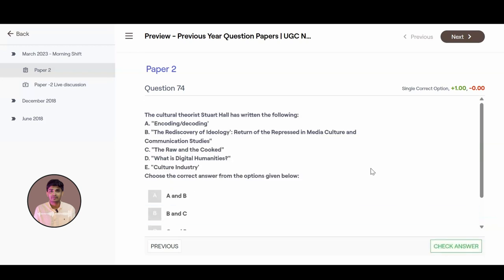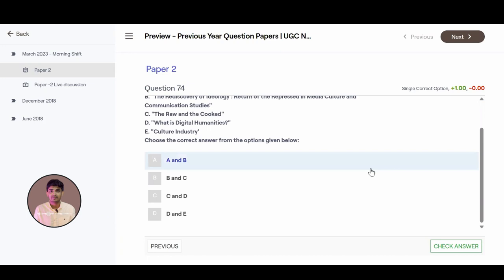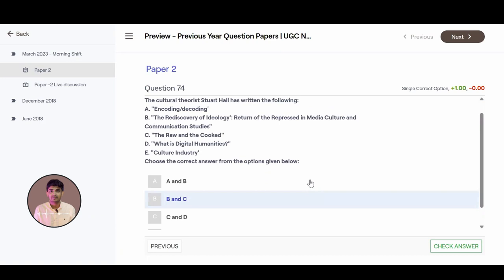74th question. The cultural theorist Stuart Hall has written which among the following? Encoding, Decoding; The Rediscovery of Ideology: Return of the Repressed in Media, Culture and Communication Studies; The Raw and the Cooked; What is Digital Humanities?; Culture Industry. Give me the answer. Eliminate Culture Industry right now, because it is associated with Adorno and Horkheimer. That is an easy elimination.